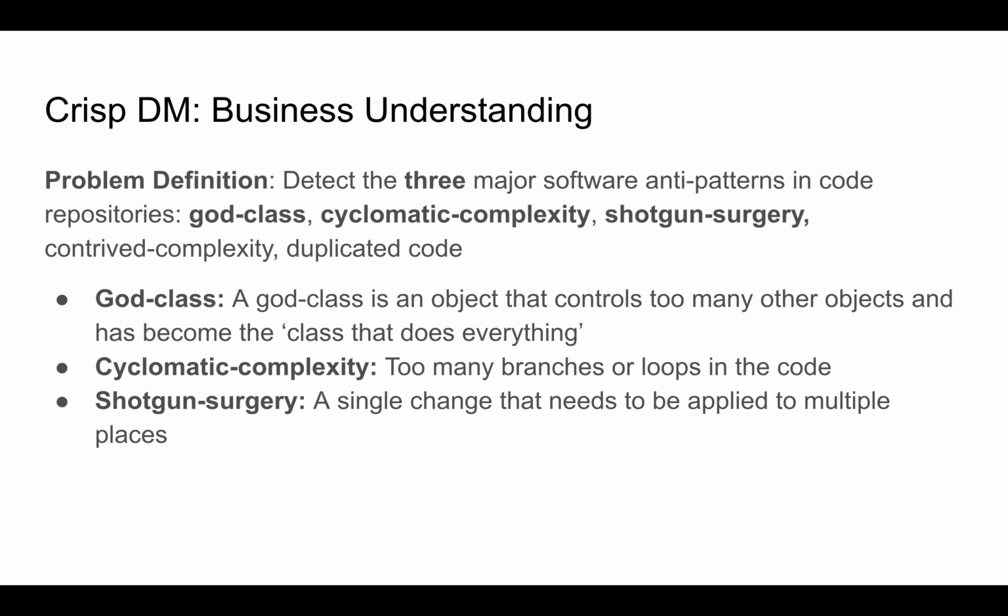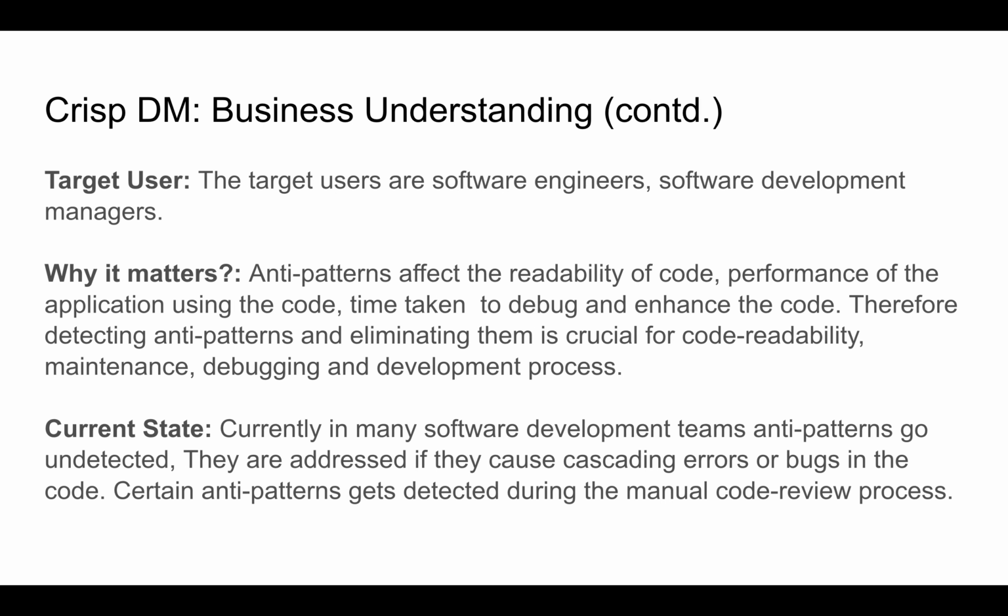The problem definition: we intend to design a system that detects three major anti-patterns in code. God class is an anti-pattern where there might be one class which tries to control too many other objects, and so it becomes a class that does everything. Cyclomatic complexity occurs when there are too many branches or loops inside the code. And shotgun surgery is an anti-pattern where a single code change requires changes in multiple places.